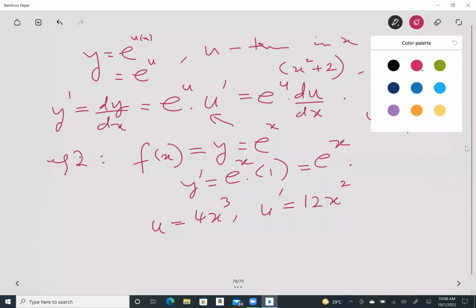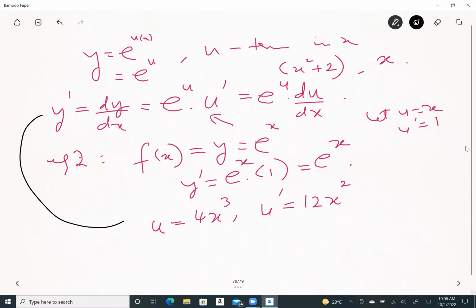Now we put it into the formula, then we get the derivative. So the derivative is y prime, or you can use f prime of x. That will be equal to what? You look at the function e to the power of u. Now, what is u? u is 4x cubed, multiplied by 12x squared. So that is the derivative of e to the power of 4x cubed.